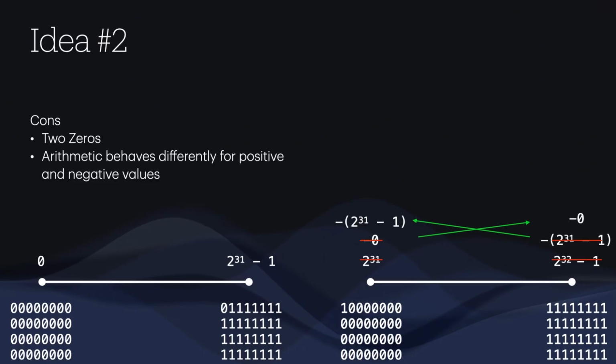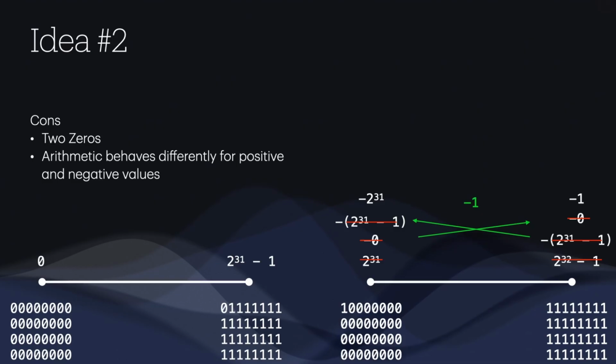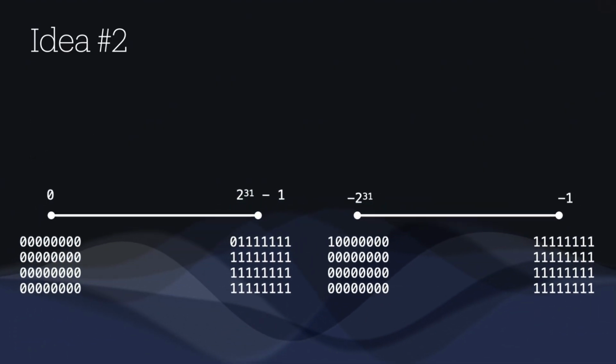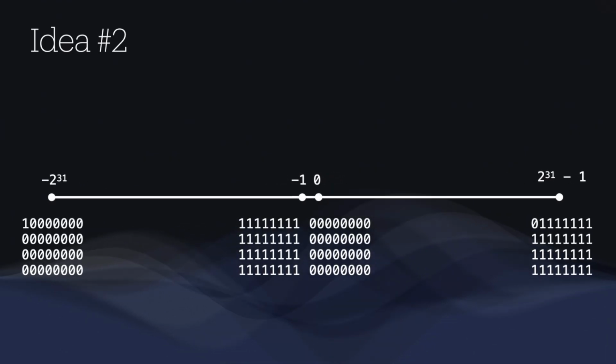Fixing the two zeros is pretty easy too. All we have to do is subtract 1 from both the values. So now the left side is just going to be -2 to the power of 31, and the right side is just going to be -1. We've gotten rid of that -0, so now there's only 1 zero left. Now I'm going to rearrange the number line so the lowest value is on the far left and the biggest value is on the far right.